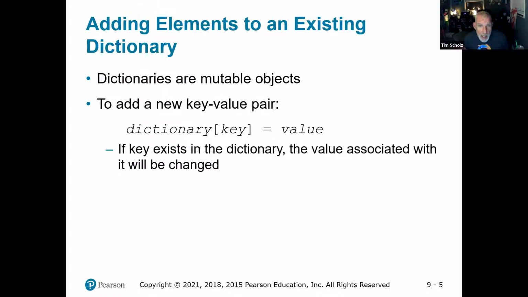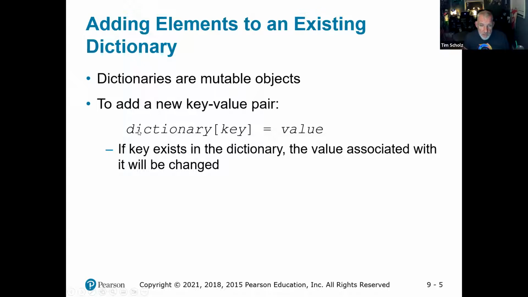When we want to add an element to the dictionary, like I said, dictionaries are mutable objects. However, the keys are immutable. If I want to change the value, I can change the value, but the key will never be able to be changed. You have to keep the key the same.